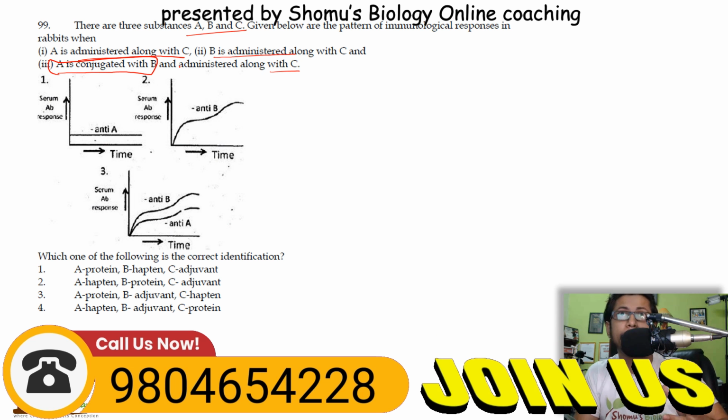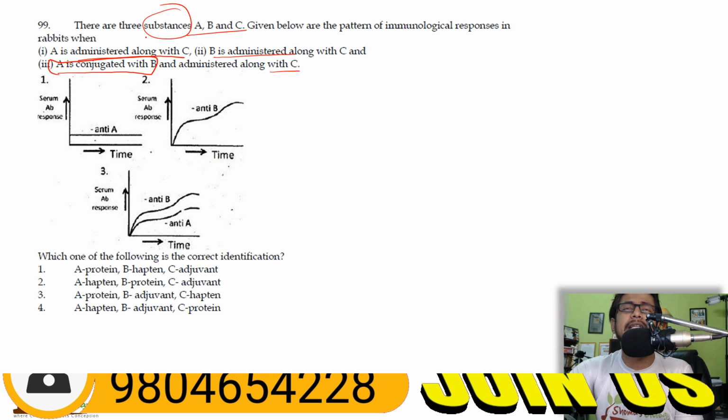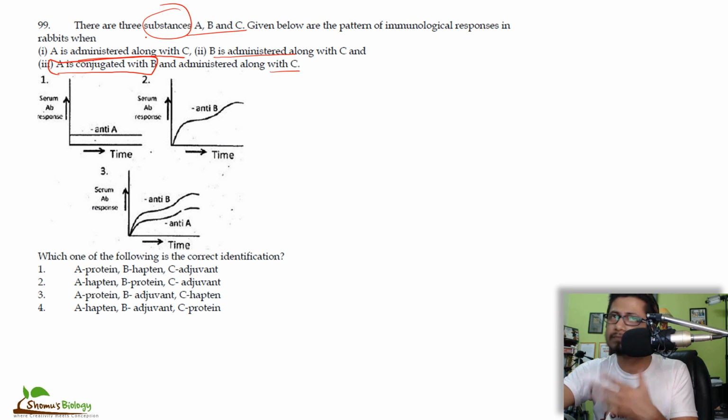You know what we are talking about, whether we are talking about A, B, C, three substances. We don't know whether the substances are proteins or fat or carbohydrate. So if you look at option A, protein, B, hapten, C, adjuvant, that means when you read the first option, you know one thing: this question is about the protein, meaning the antigen hapten conjugate, as well as the role of adjuvant. So these are the three concepts.